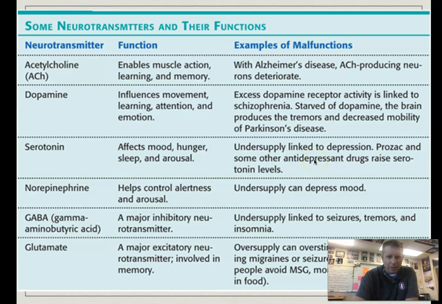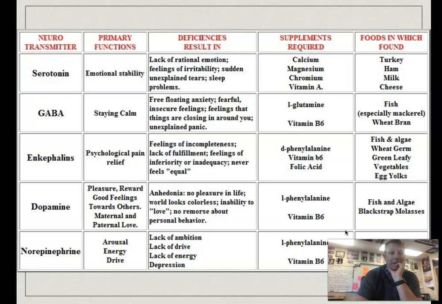Prozac and other things can do that. Norepinephrine, we can be depressed. GABA, if you don't have enough, can lead to seizures, tremors, and insomnia. And then too much glutamate can overstimulate the brain, causing migraines and seizures. Why people have to avoid monosodium glutamate, which is a flavor enhancer in food. Yay, all that good stuff, right?